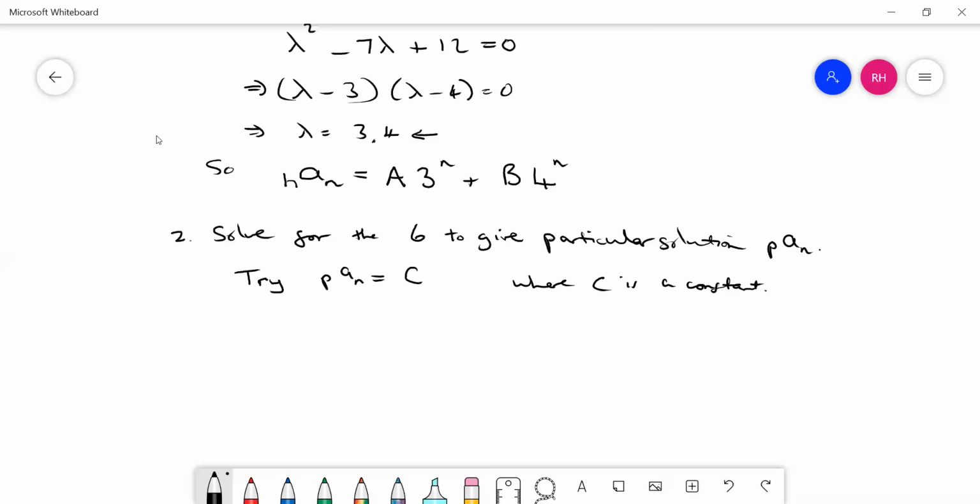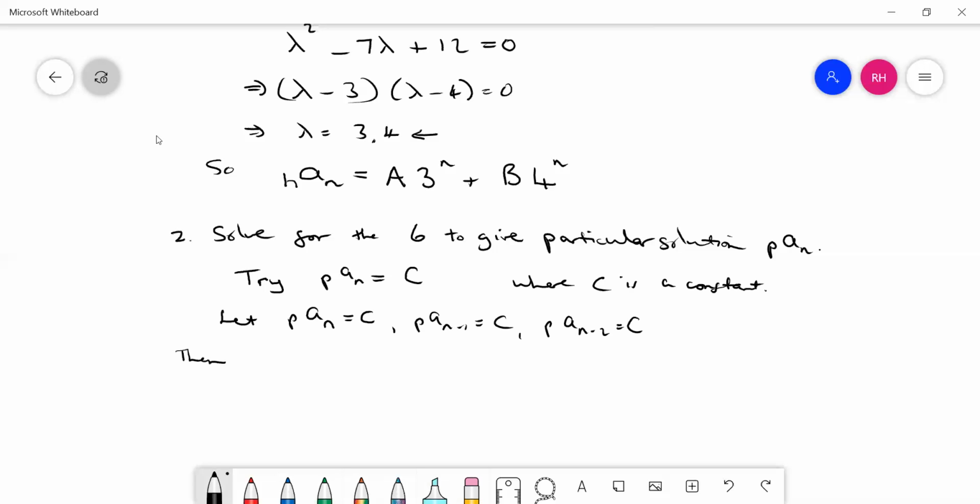Okay, so if that's the case, we're going to let p_n equal c, and we'll let p_{n-1} equal c, and we'll let p_{n-2} equal c.